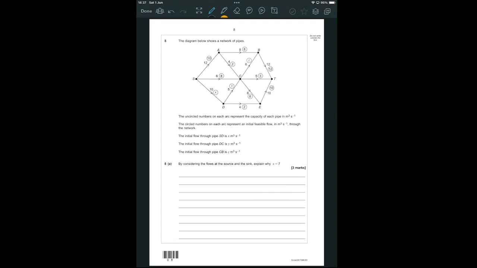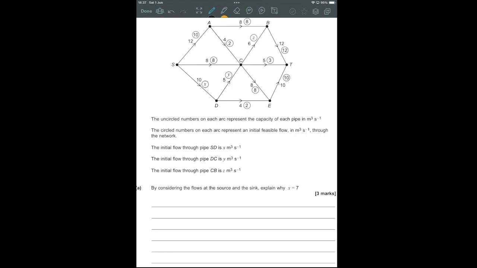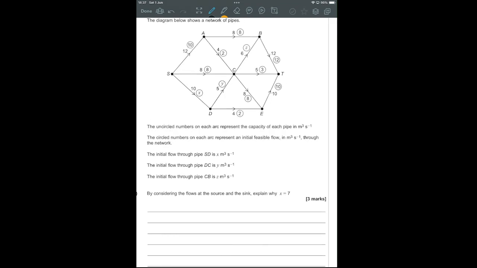Question 8 is our network flows. The uncircled numbers are the capacities, the circled numbers are a feasible flow. The initial flow through S to D is 8.